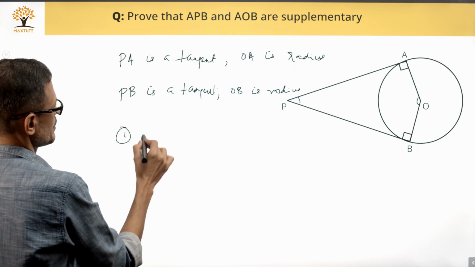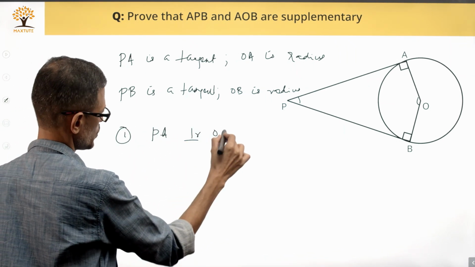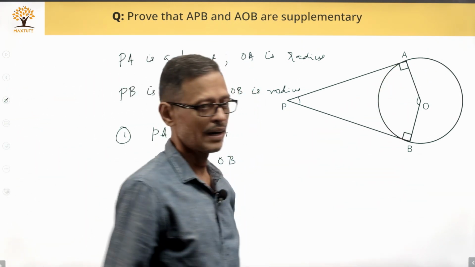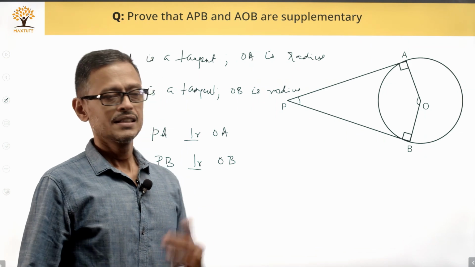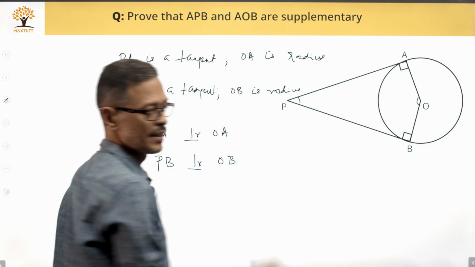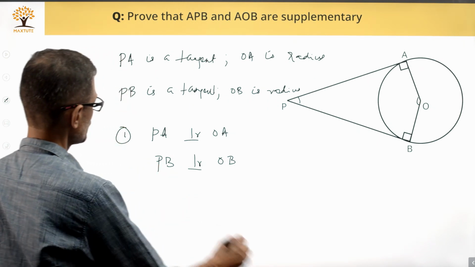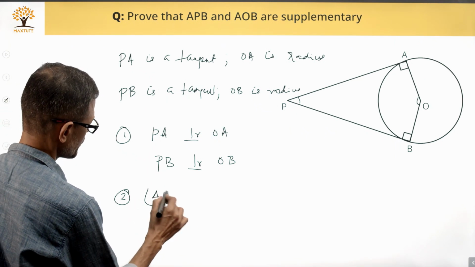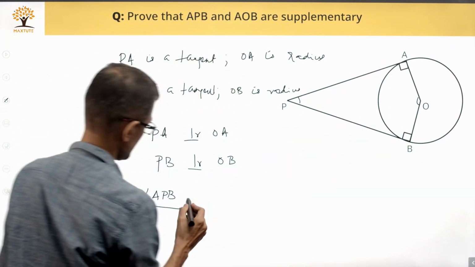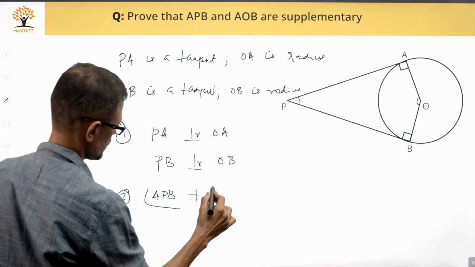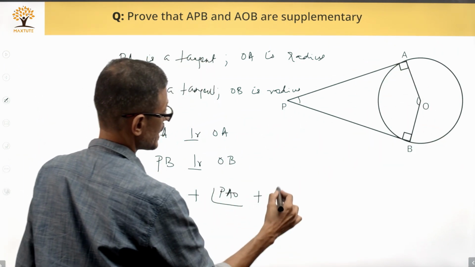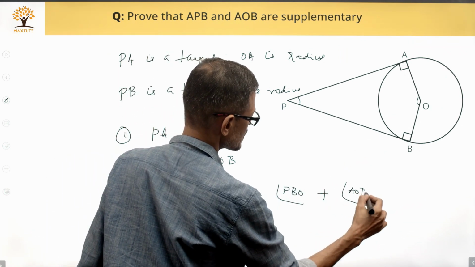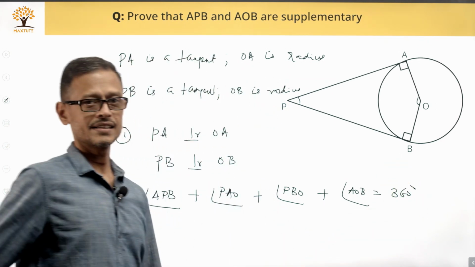Therefore, the first thing that we are going to establish is that PA is perpendicular to OA and PB is perpendicular to OB. So these two angles, you mark them as 90 degrees, that is done. Next, look at it. What is PAOB? PAOB is a quadrilateral. So in a quadrilateral, sum of the interior angles is equal to 360 degrees. So angle APB plus angle PAO plus angle PBO, this angle, plus angle AOB. The sum of these four angles is equal to 360 degrees, right.